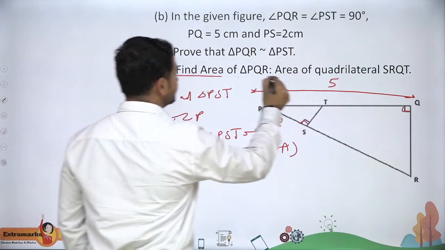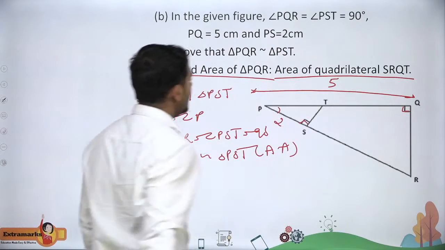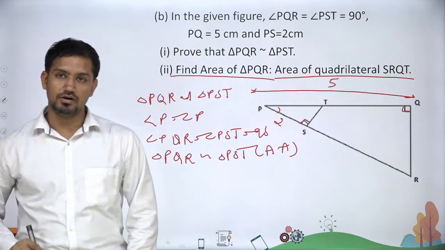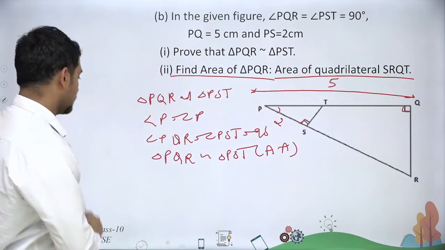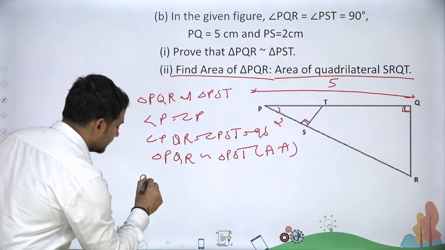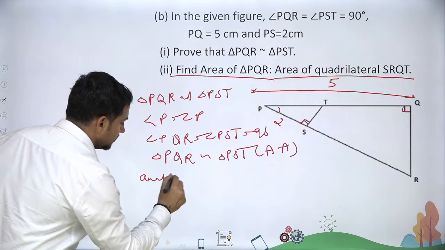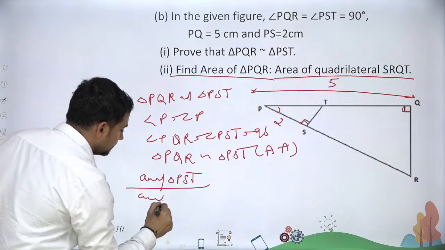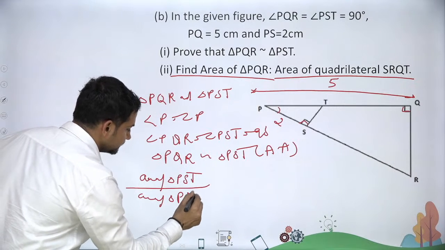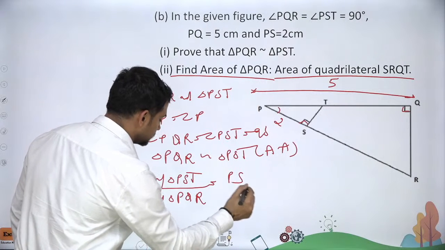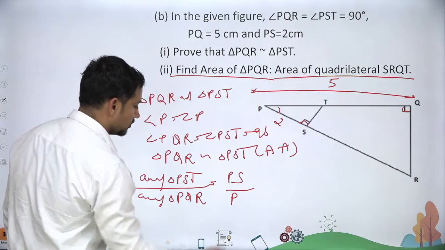Find the area. Now we come to the area part. How do we get the area? We know that when two triangles are similar, the ratio of their areas is equal to the square of the ratio of their corresponding sides. So area of triangle PST upon area of triangle PQR should equal the square of the ratio of their corresponding sides.